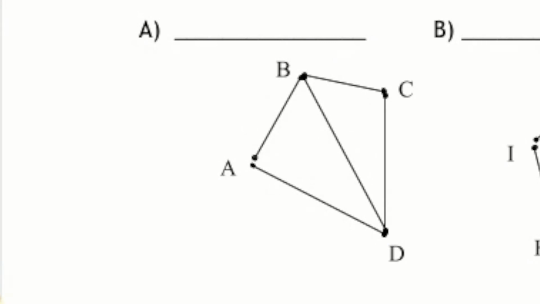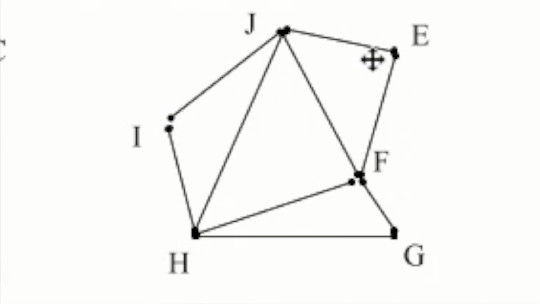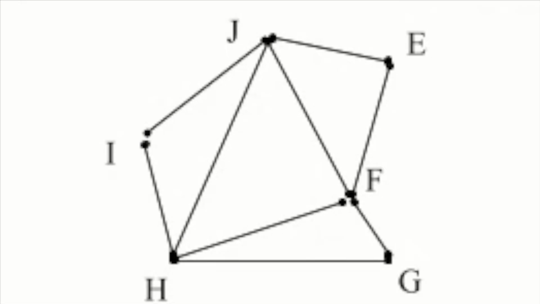What is the path? It's simple. Start at D or B. Doesn't matter, one of the odd ones. B, C, D, B, A, D. We've touched every edge exactly once, started at B, ended at D. All right. How about B? I has 2, J has 4, E has 2, F has 4, G has 2, H has 4. An Euler circuit exists. We know it does because there's an even degree on every vertex.